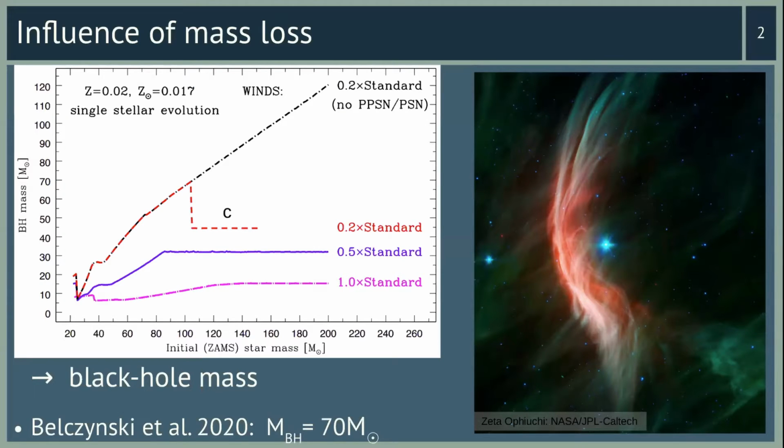Here as an example, we show a figure from Belczynski et al., where we have the resulting black hole mass after the evolution of a star with a certain initial mass. If we assume the standard wind prescription, we get these masses of black holes, while if we reduce the mass loss, this could potentially create much higher mass black holes. So this is one concrete example of how mass loss can affect it.